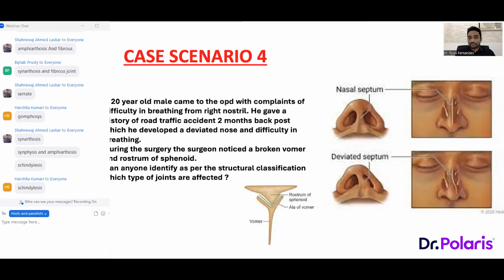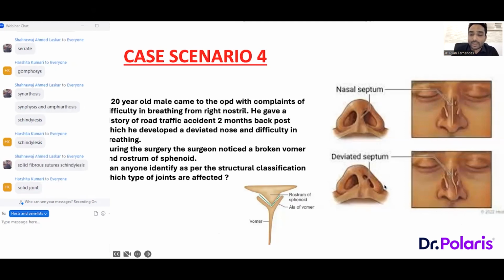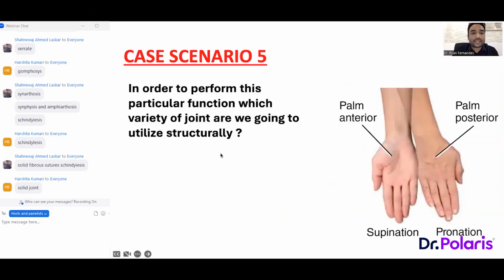You can try again, Harshita, Shanavas. And anyone else who would like to answer? Yes, Shanavas says solid, fibrous, sutures, shindialysis. Perfect. Again, full marks. So it is a solid joint. In solid joint, it is a fibrous type of joint. In fibrous, it is sutures. In sutures, the ridge goes into the groove, and that is why you say it is shindialysis. Very good. We move on to the next case scenario.